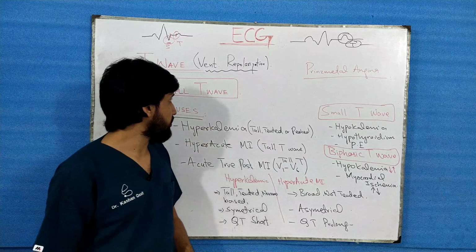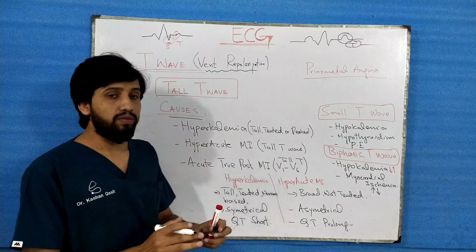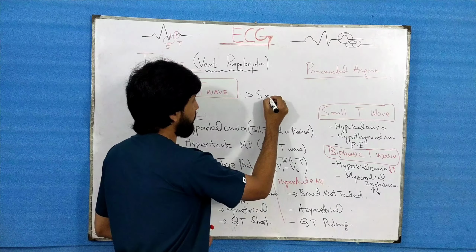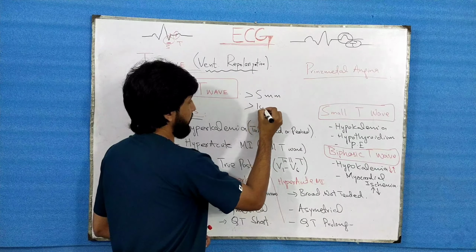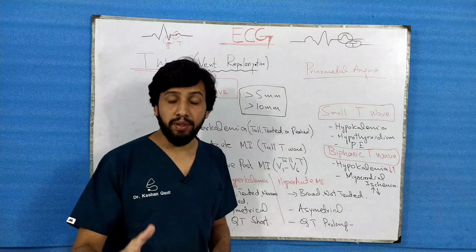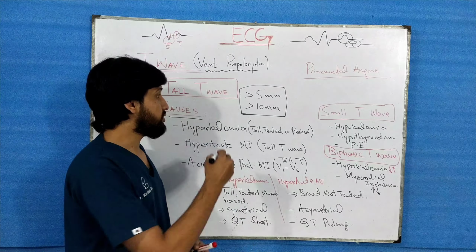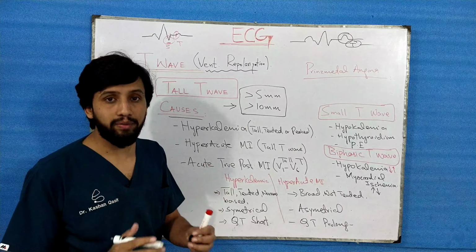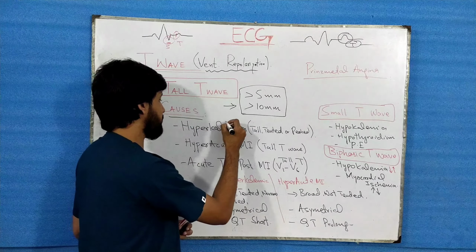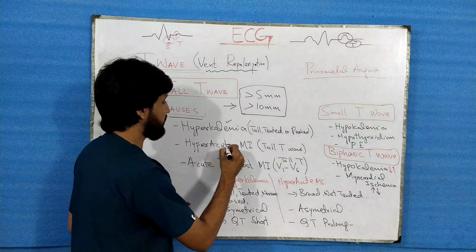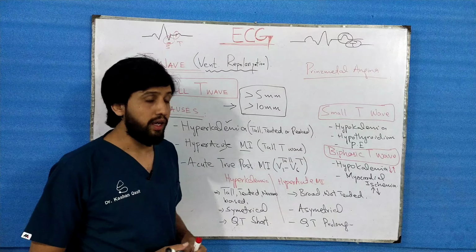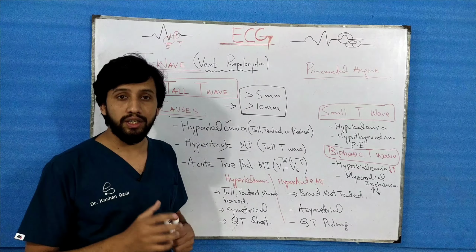So coming towards today's topic, which is the tall T wave. A tall T wave will be noticed when the amplitude of the T wave is greater than 5 mm in limb leads or greater than 10 mm in height in chest leads when seen on ECG paper. Then you will say that the T wave is not normal. It is an abnormal condition. The causes we will be discussing today are, number one, hyperkalemia, the second is hyperacute MI, and the third one is acute true posterior MI. In all these conditions, you will notice the tall T wave.